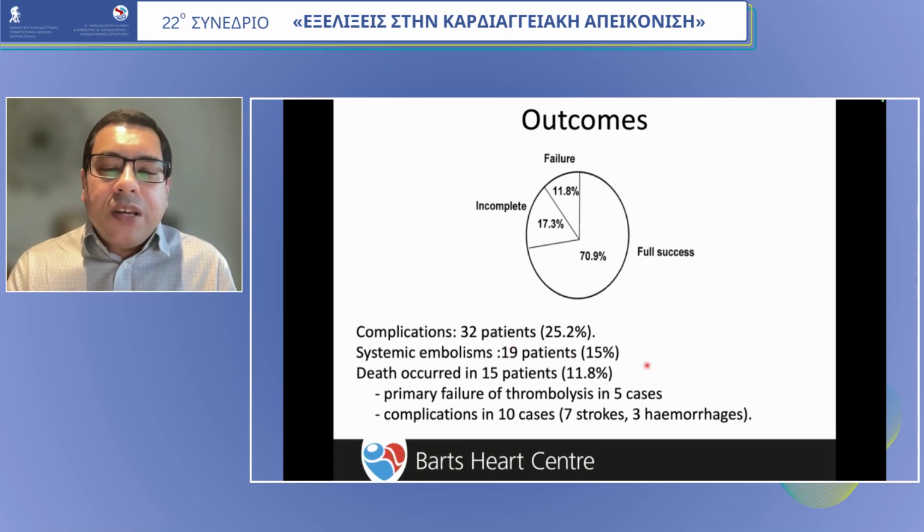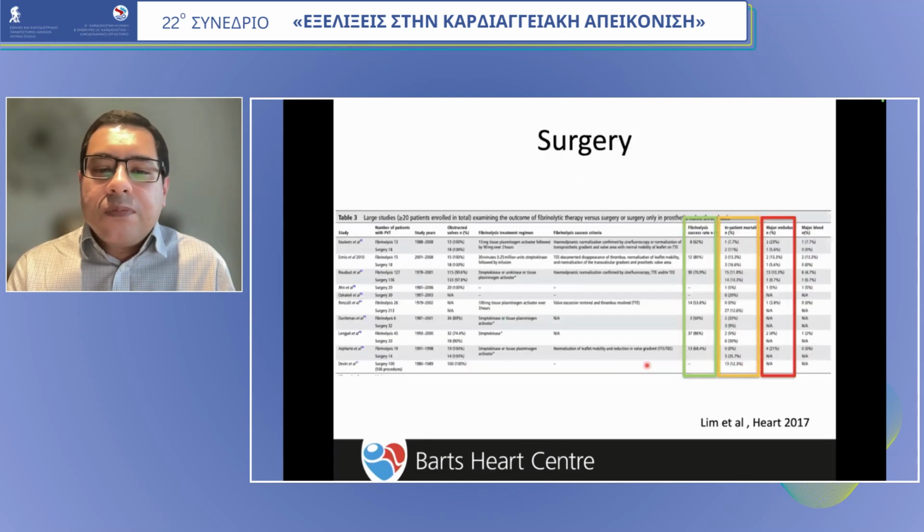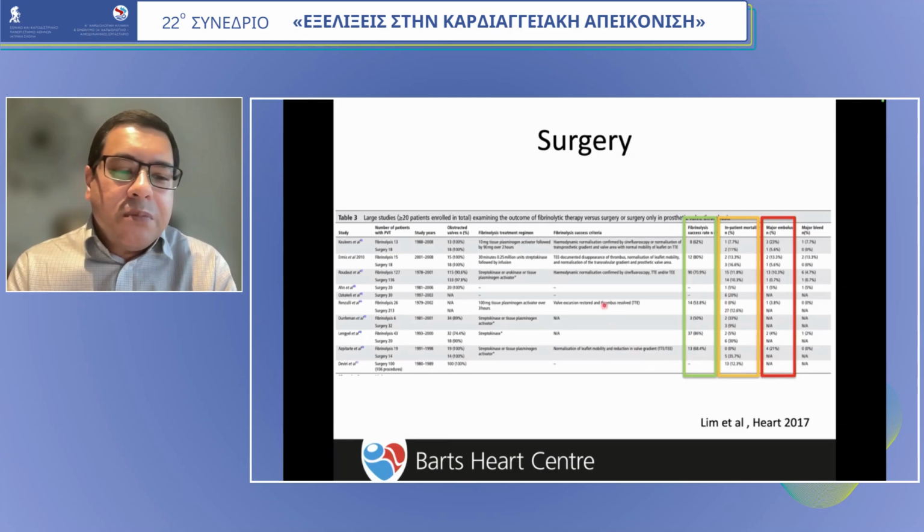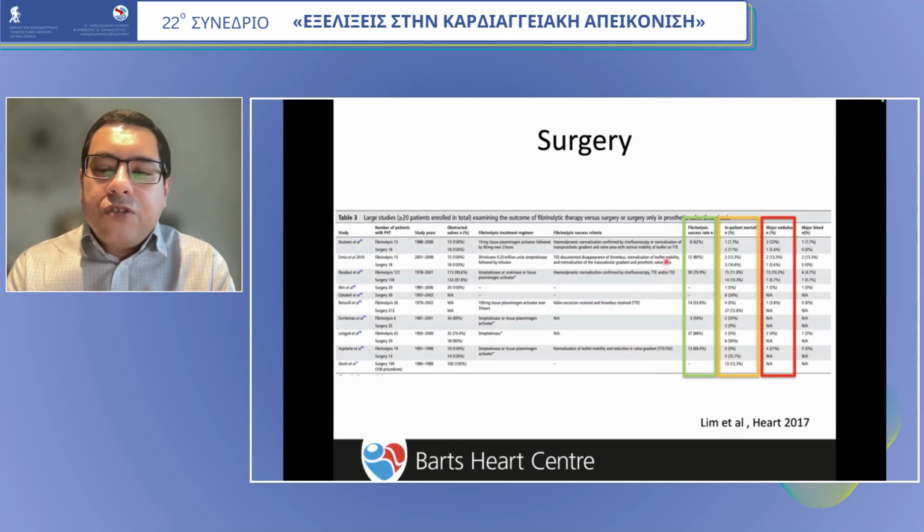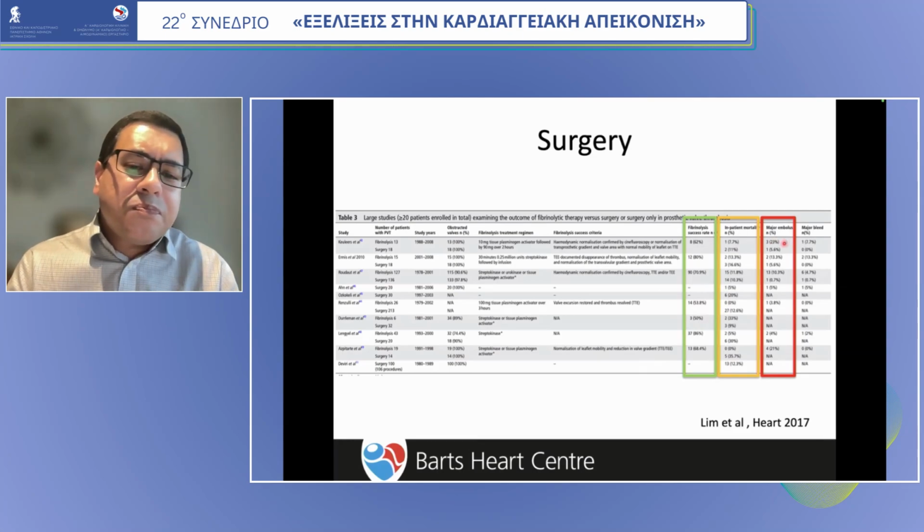So primary thrombolysis, A, is not effective in a third of patients, and B, in about 20 to 30% of patients, causes embolic events or stroke, so it's quite high risk. And this is replicated in many studies. This was just a review paper where it looked at surgery and thrombolysis, and you see that thrombolysis success rate in the green is anything from about 50% up to 70, 80%. So anything from a third to half of patients it doesn't work. And when you look at major embolism, you see it's anything from 10 to 30%.